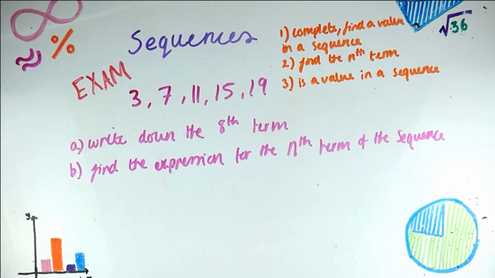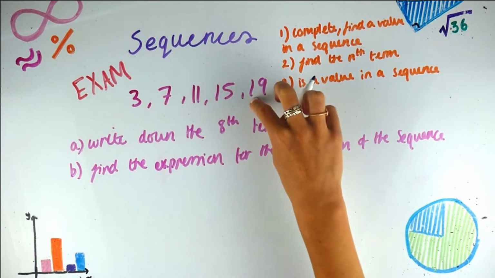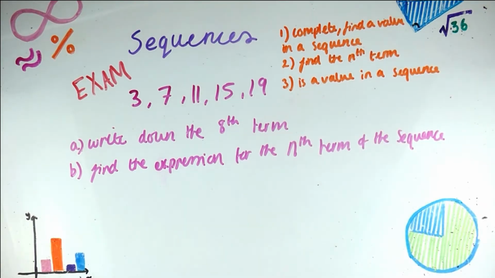Okay, so this is our next exam question. So we have this sequence here, 3, 7, 11, 15, 19. Part A says write down the 8th term, so we could just go 1, 2, 3, 4, 5, and then work out the next 3 terms. And then B says find the expression for the nth term of the sequence.